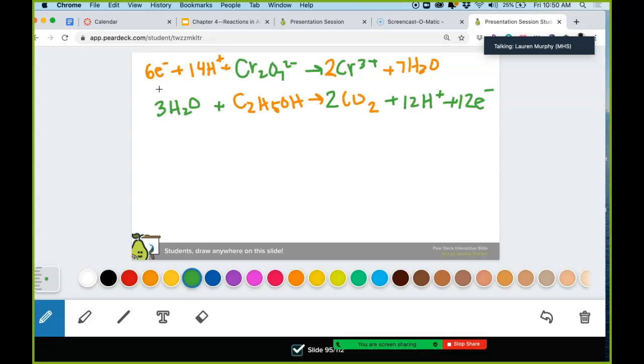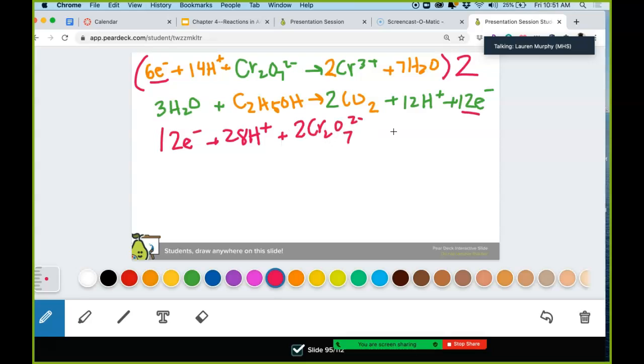This is 12 and this is 6. So I'm going to multiply that top equation by the number 2 because 6 times 2 is 12. You want the electrons to match. So I'll have 12 electrons. I'll have 28 hydrogen ions. I'll have 2 dichromates. I'll have 4 chromium ions and 14 waters. Question so far?